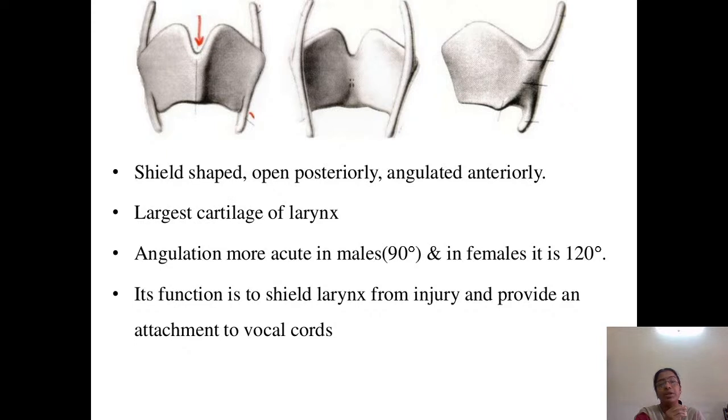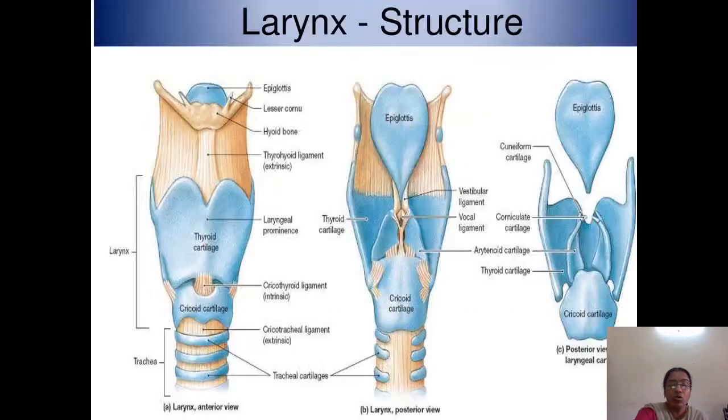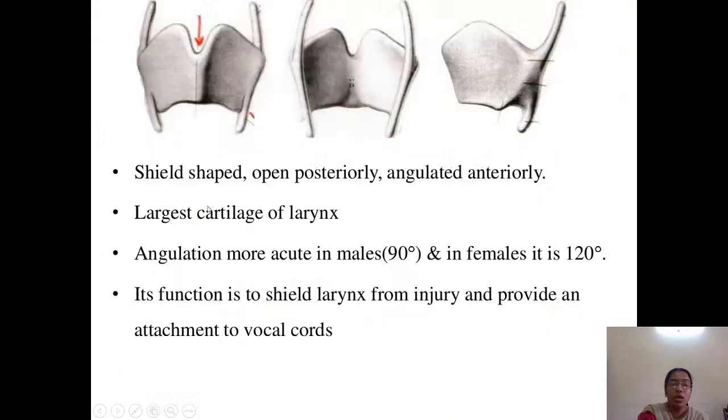Now when you see each one, what is the shape, what is the angulation, how is it present. So first we start with the thyroid cartilage. See here how the thyroid cartilage looks. This is how it is present. The thyroid cartilage is shield shaped. When you are seeing it, it is like a butterfly, shield-like in shape. It is open posteriorly. This is the anterior view, this is the posterior view, it is open posteriorly, but it is angulated. There is some angle at this part, so this is the angulated part. When you see it anteriorly, it is angulated.